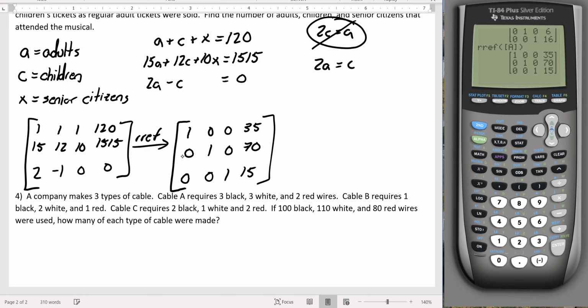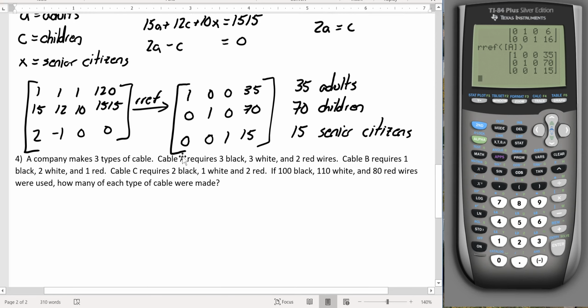So what does this mean? This means 35 adults, 70 children, and 15 senior citizens. Excellent. All right, let's try number 4 together.